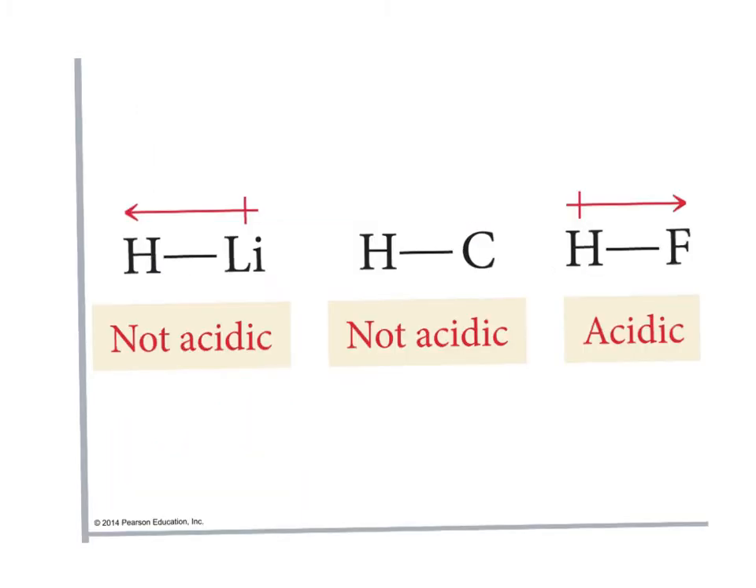Okay. So the bigger the difference, the easier it is for the H plus to leave, right? So you've got three different choices here, right? This one is actually the wrong direction, right? Not acidic. In fact, the lithium has a more positive charge, but this HF is acidic, and then the electronegativity difference between H and carbon is insignificant, and so it really does not form any kind of dipole.